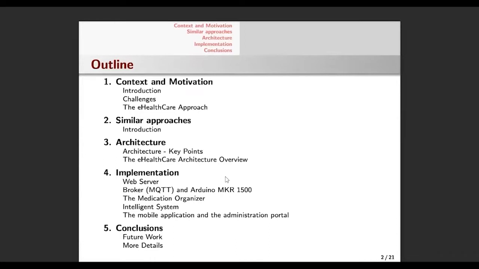The first section, named context and motivation, makes a small introduction to the problem, the challenge faced for the solution of the problem, and a brief description of the architecture built. The second section, named similar approach, details some points on existing approaches in the market. The next section, named architecture, gives a brief introduction to the built architecture. Sections 4 and 5 describe the implementation and conclusion respectively.